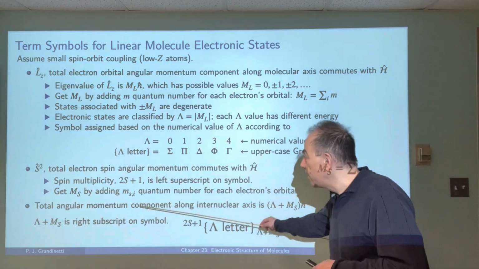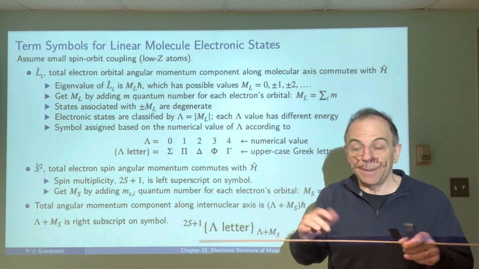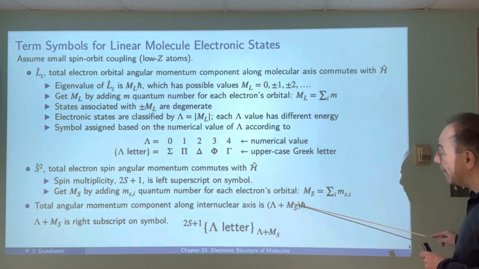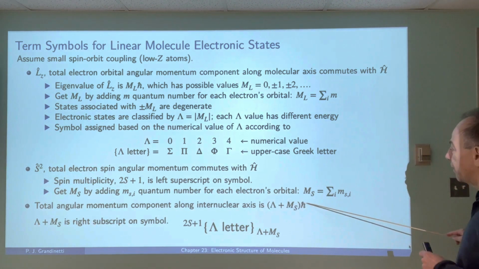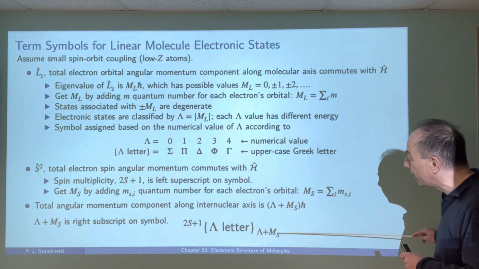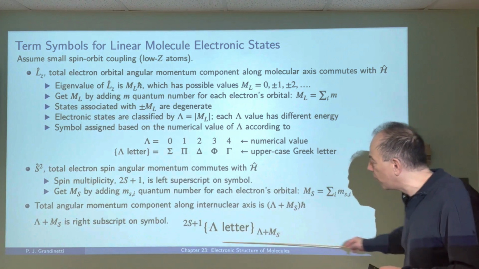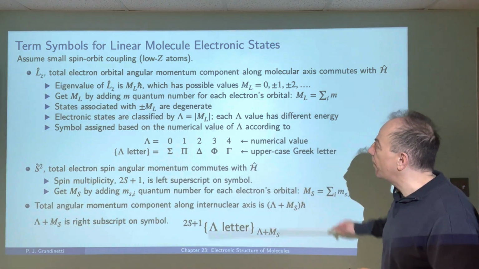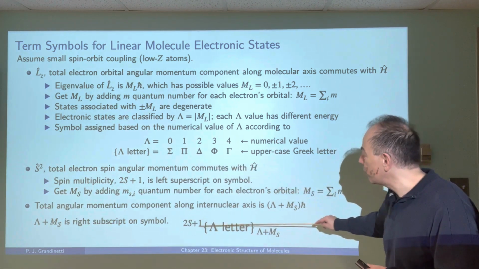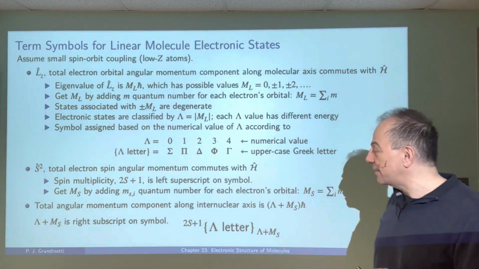And then additionally, we'll have a total angular momentum along the bond axis, which will be the contribution from orbital plus spin angular momentum. So that will be given by lambda plus capital M_S, and the eigenvalue is that times h-bar, but lambda plus M_S is the quantum number that we will put down here as a subscript for labeling our term. So this is how we're going to label our term. From these two quantum numbers, we'll use the lambda letter here, the spin multiplicity, and then this total angular momentum component along the internuclear axis.